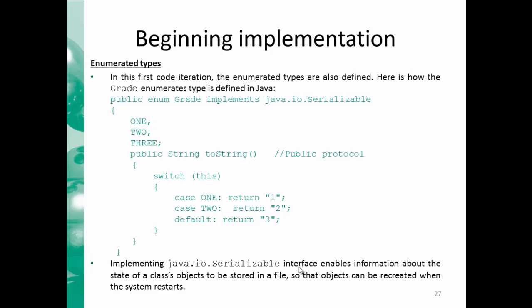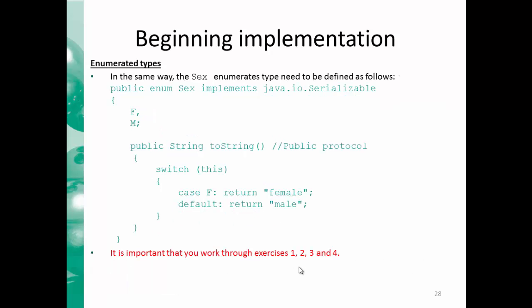This is very important to know, and you as a software engineer and software programmer should always be able to create your enumerated types, especially for cases like sex and grade in this case, and weekdays and so on. Also, in your tests you may be asked to create some particular enumerated data type. Here is the implementation of sex as an enumerated data type, implementing again the Java Serializable interface.